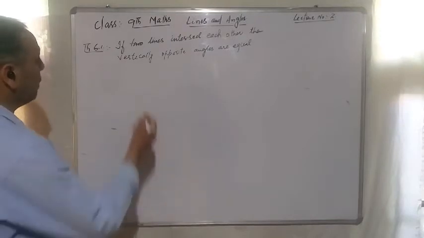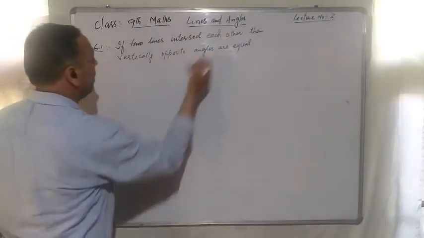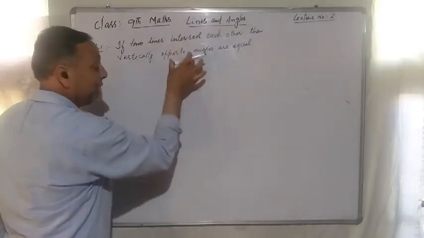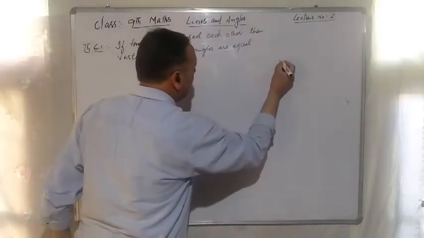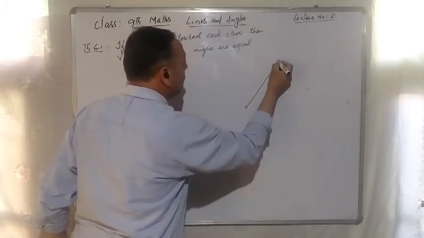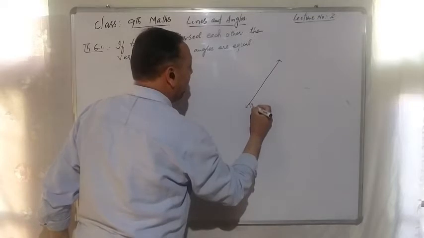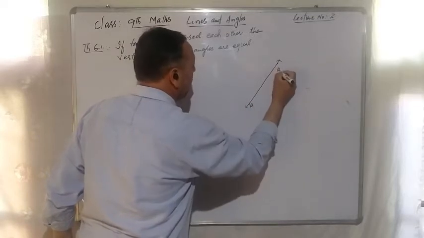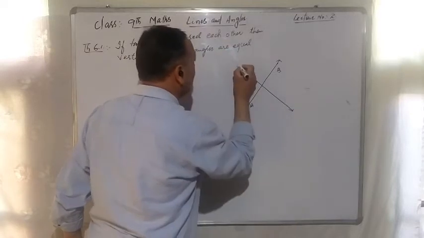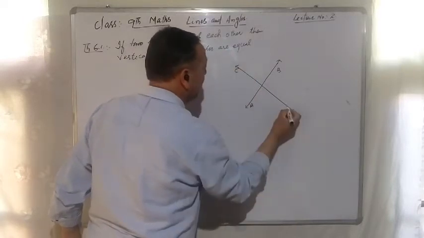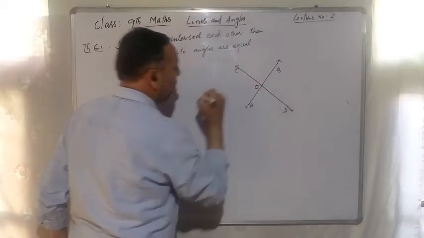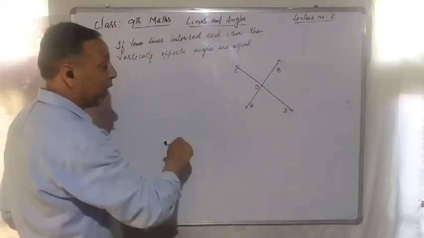The theorem is, if two lines intersect each other, then vertically opposed angles are equal. So that means two lines intersect each other. Here, let me draw a figure. Two lines. Let me name this line as AB and another line as CD, intersect each other at point O. Then prove that vertically opposed angles are equal.